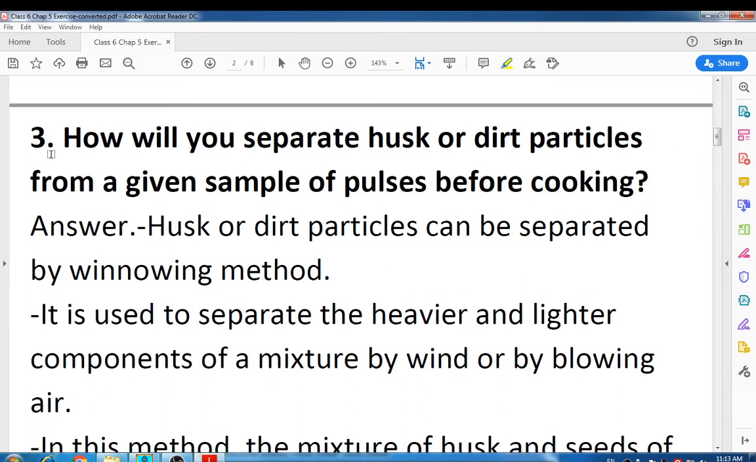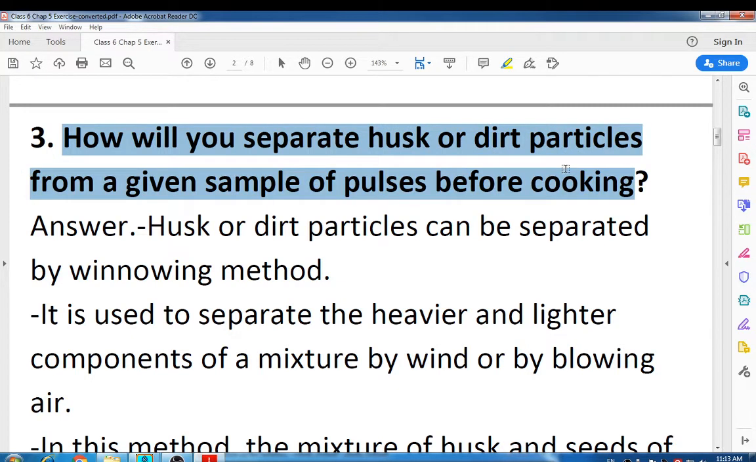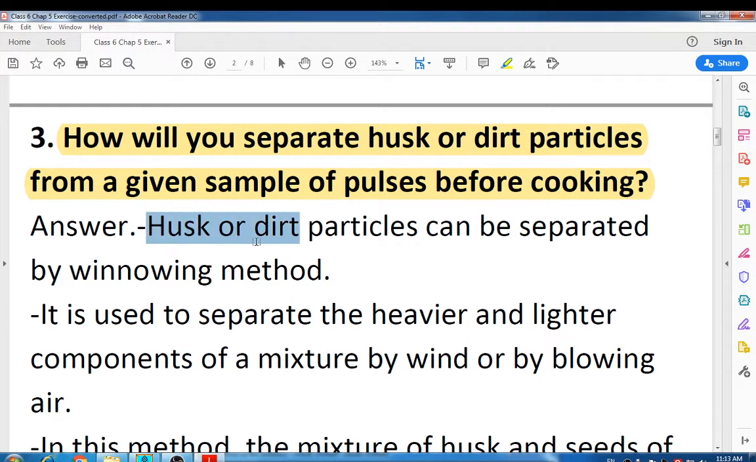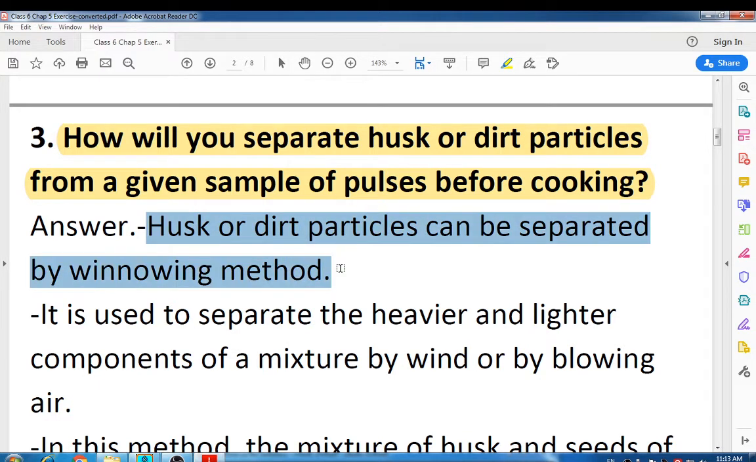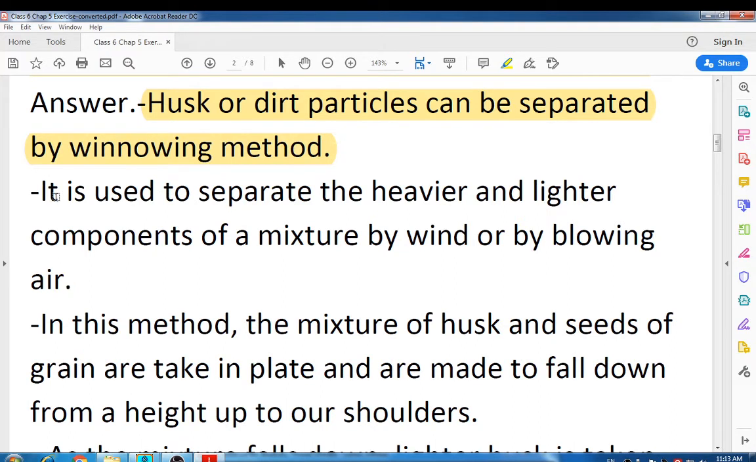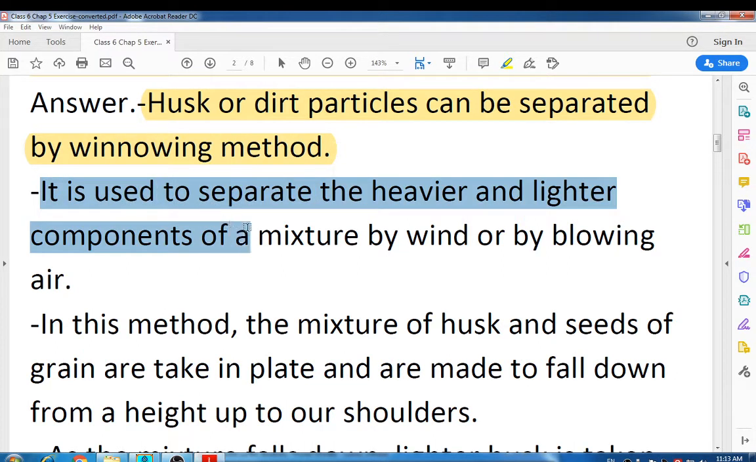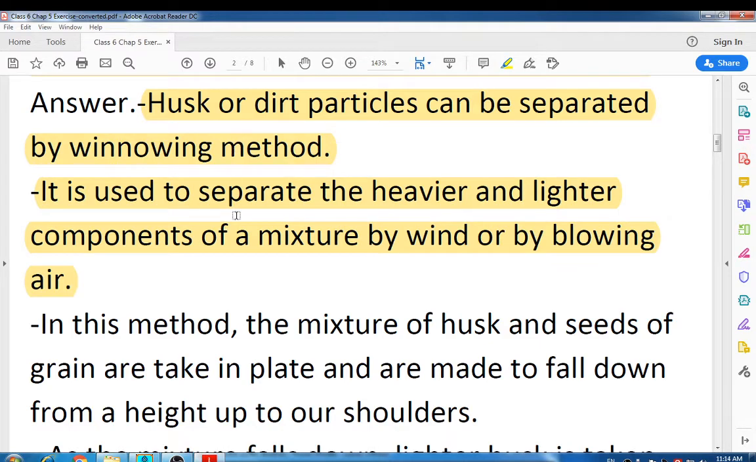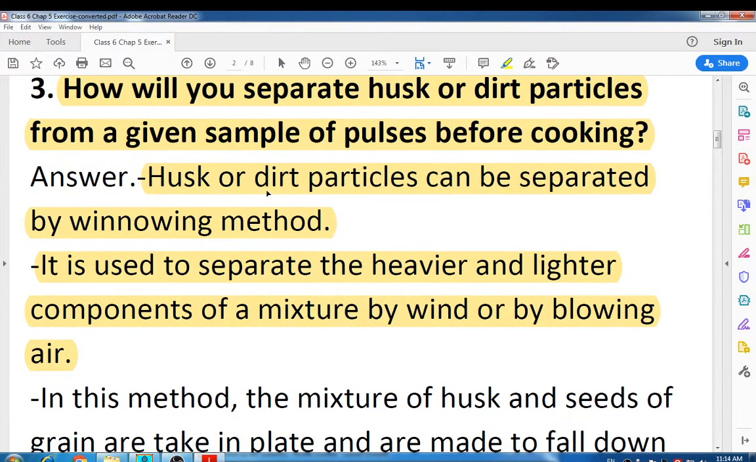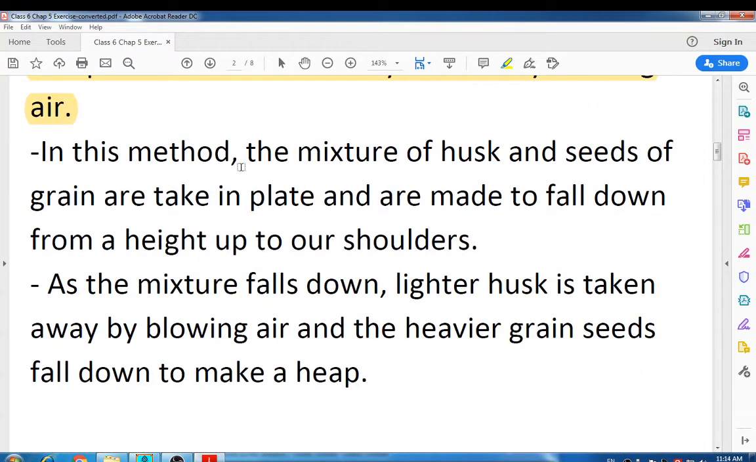Then question number 3, how will you separate husk or dirt particles from a given sample of pulses before cooking? So as I have told, now we can use that winnowing process at home. So see, husk or dirt particles can be separated by the winnowing method. This method we use to separate the heavier and lighter components of a mixture by wind or by blowing air. Correct? So first here you have to write the definition of winnowing and then you have to write the process.